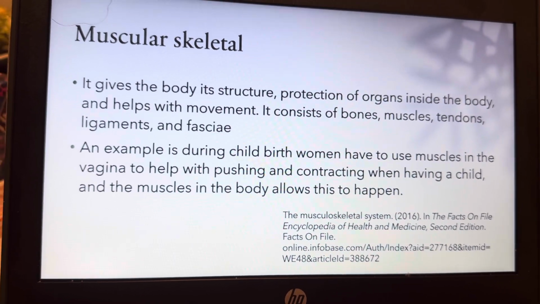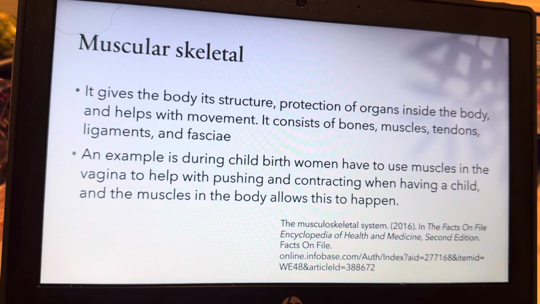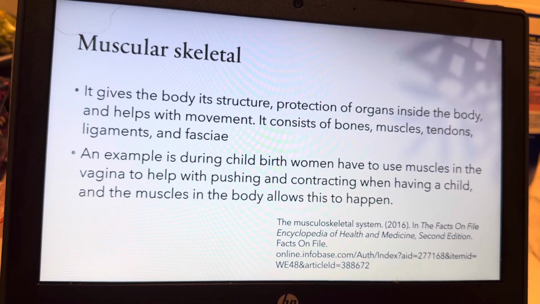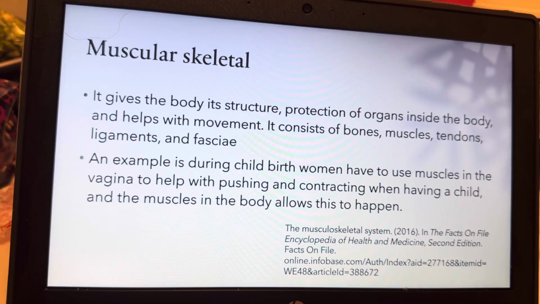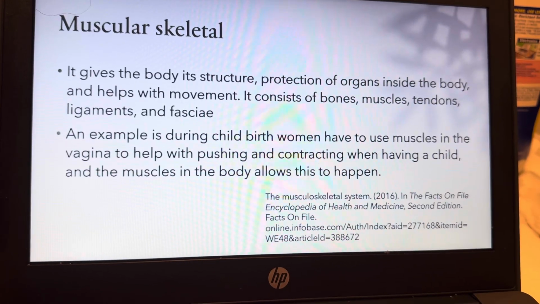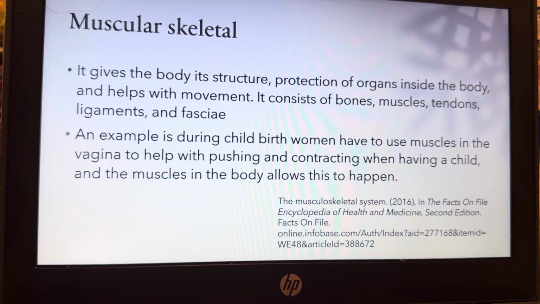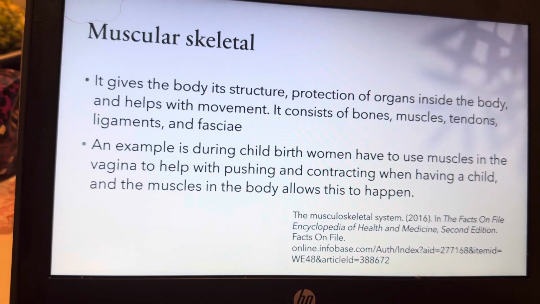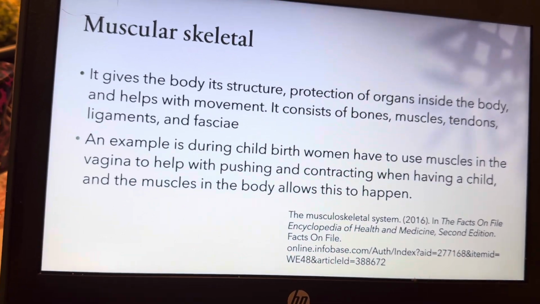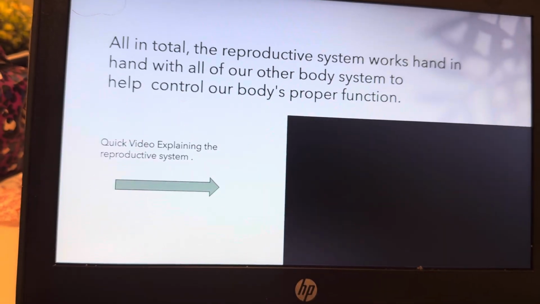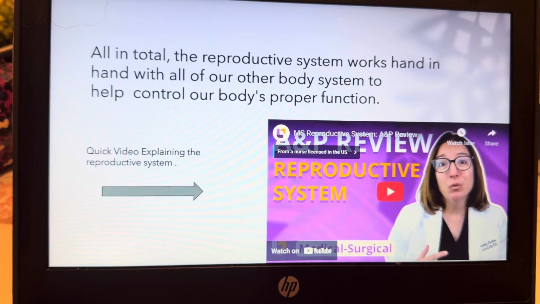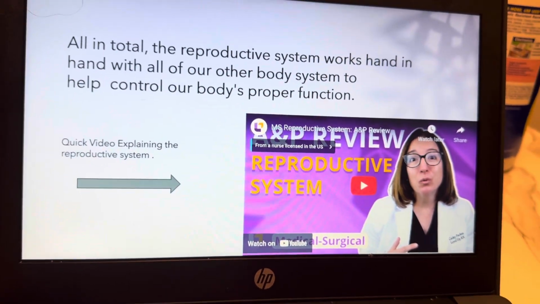An example that I came up with is when a woman is giving birth to a child, they need the muscles to contract and be able to push for the baby to come down and for them to deliver the baby. Due to the muscular system, the body is able to push and contract for the baby to be born. And then all in total, the reproductive system works hand in hand with all of our body systems to help control our body's proper functions.